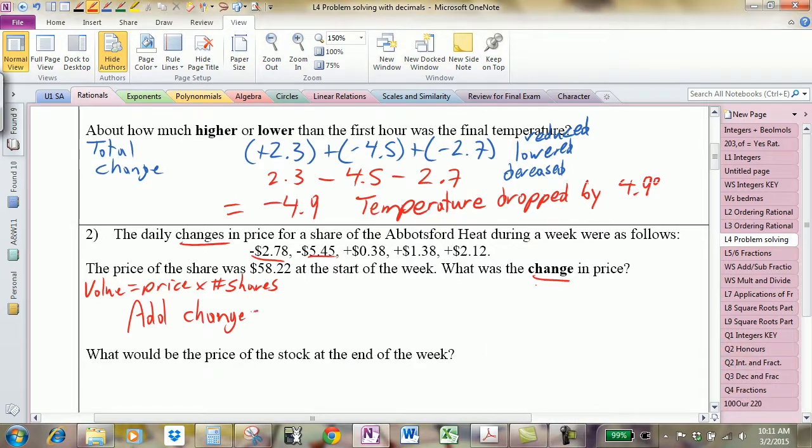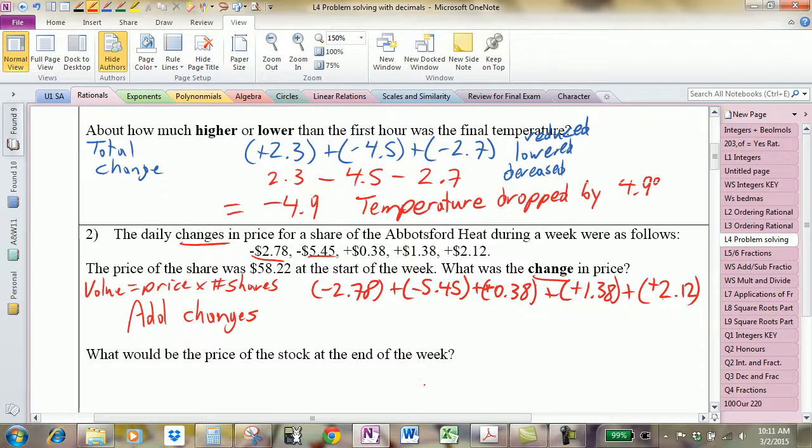So we're going to get, in brackets, negative $2.78 plus negative $5.45 plus $0.38 plus $1.38 plus $2.12. Then when we remove brackets, we're going to fix all our signs. Please do that now. Go. Remove the brackets, fix all your signs.